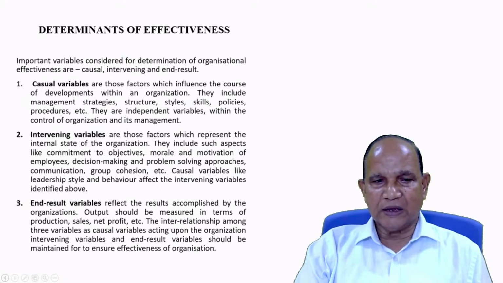So let us see these words separately. In case of commitment to objectives, when we find the employees are committed to achieve the objectives, then automatically there can be organizational effectiveness. Then the morale and motivation found with the employees can be helpful to ensure effectiveness in the organization. So it is also called an intervening variable as a determinant of effectiveness. Similarly, different decision making and problem solving approaches.